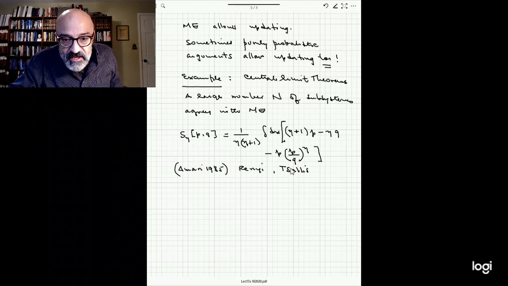In any case, what's wrong with an entropy like this?